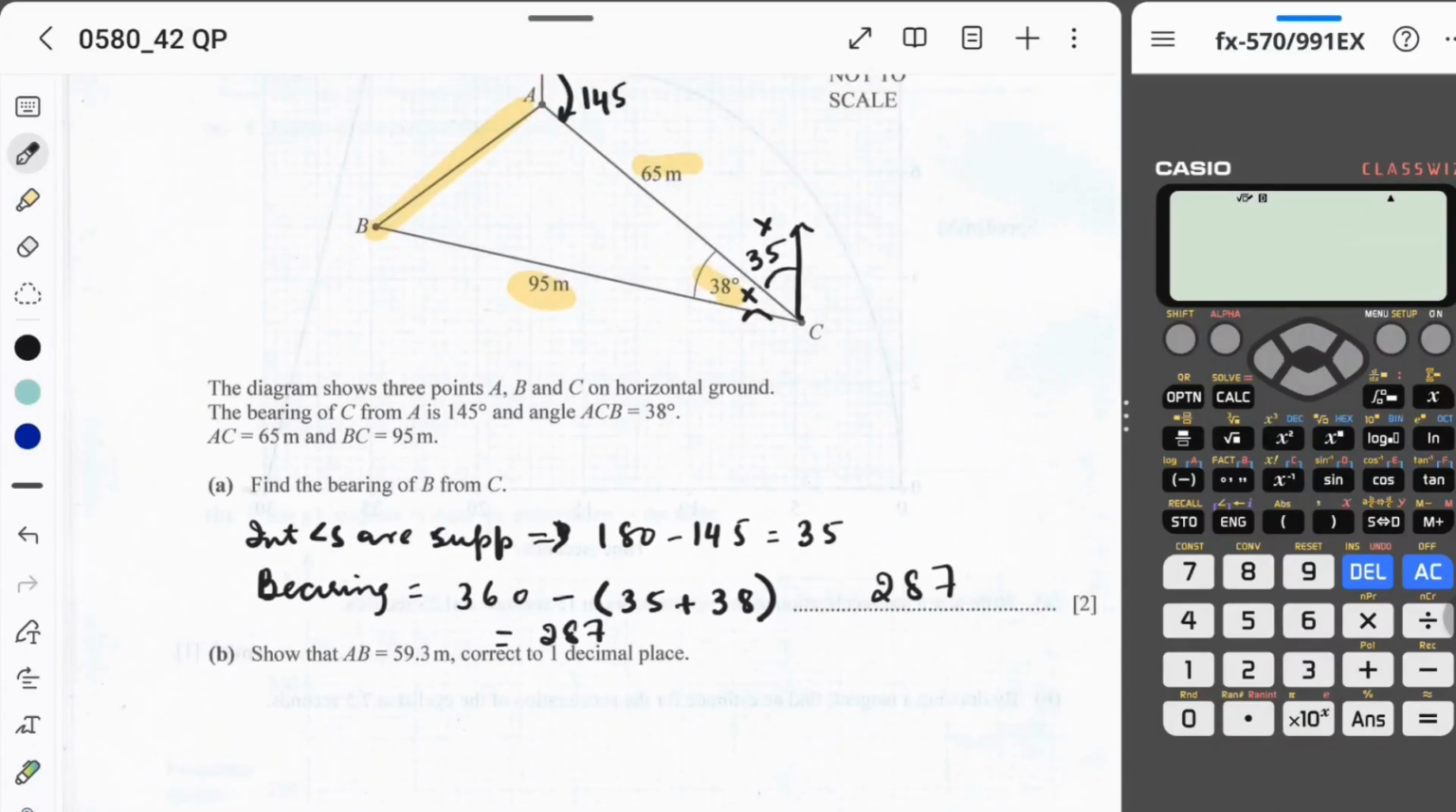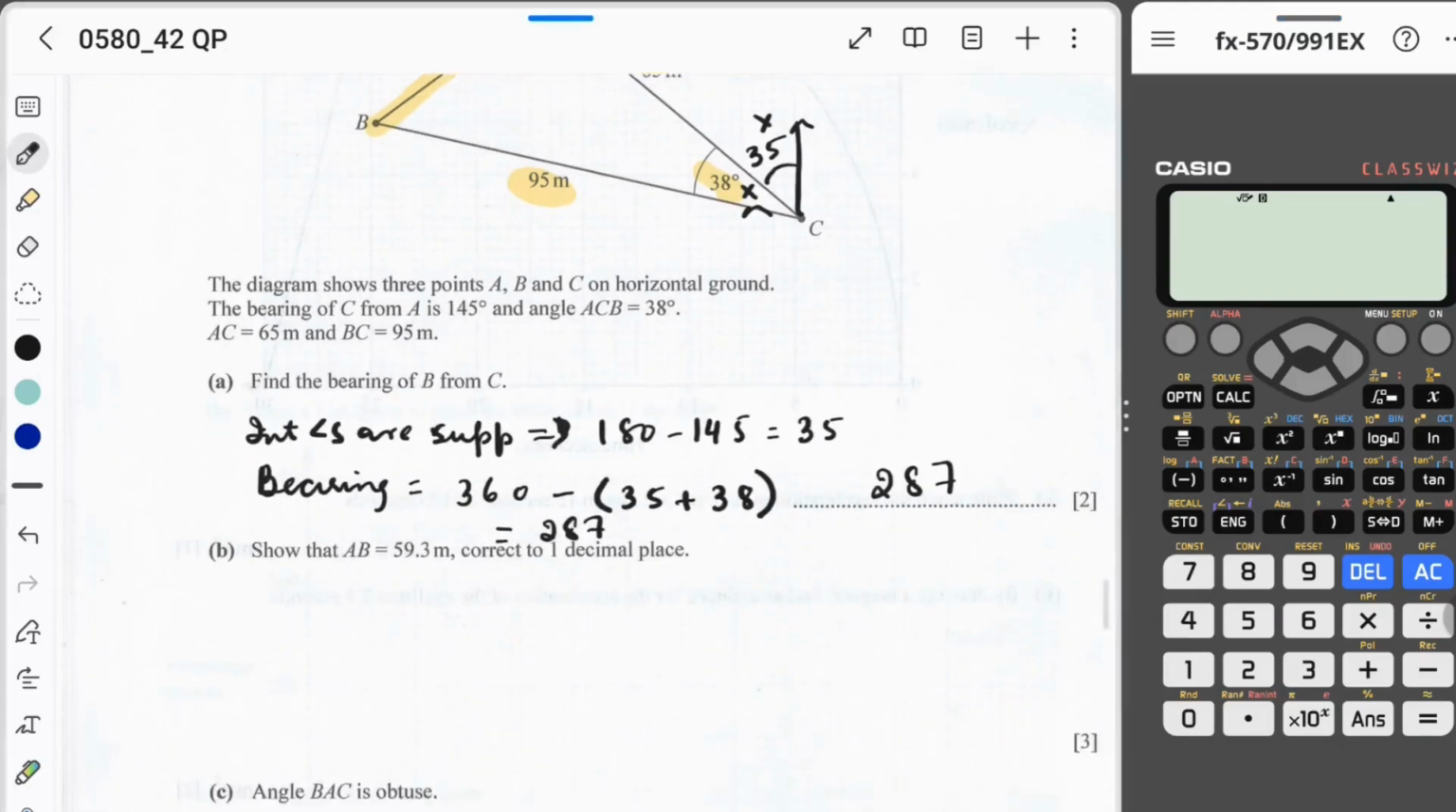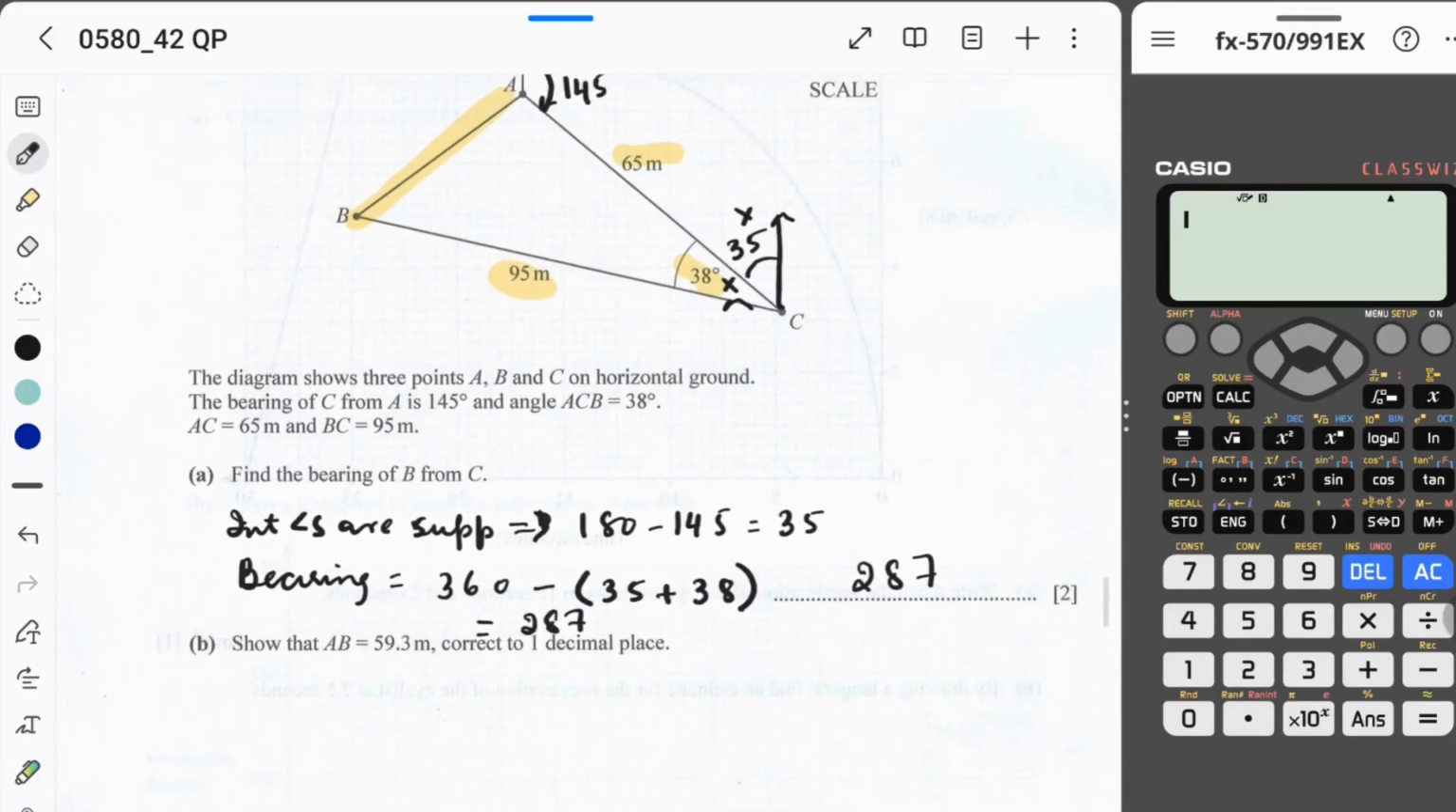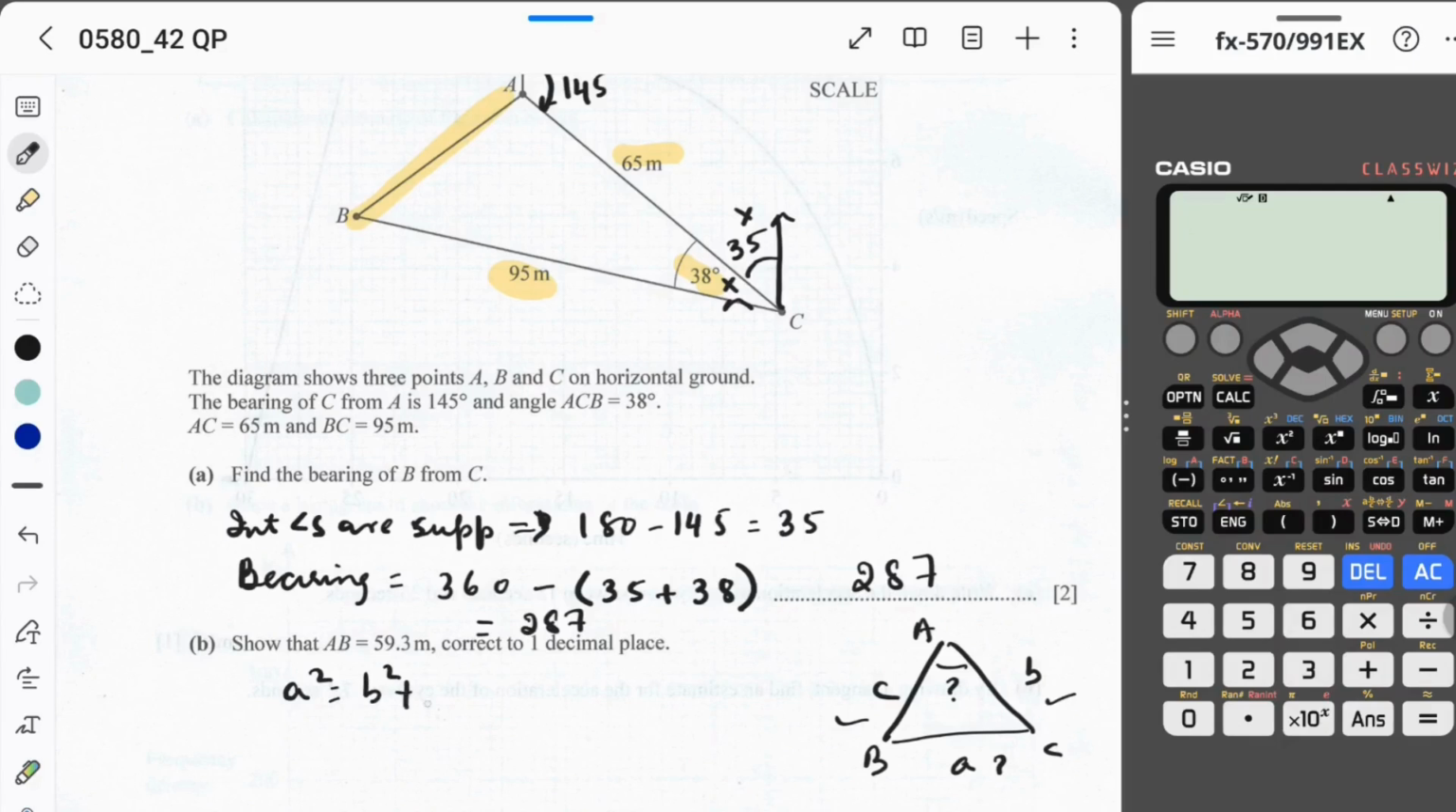Alright, so 65 meters and 95 meters. Two sides are given and the included angle is 38. So we'll be using the side AB square, which we have to show is equal to, first of all I write down the formula, then you can easily understand. For example, you have A, B and C. This is side A, side B, side C. If you want to know this side, you must have B and C and angle A. So A square is equal to B square plus C square minus 2bc cos of A.